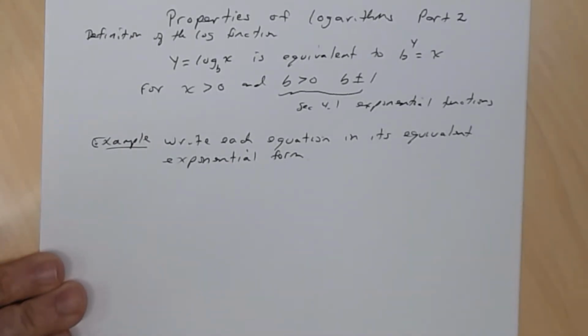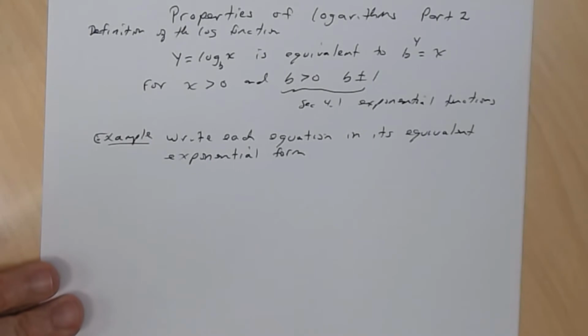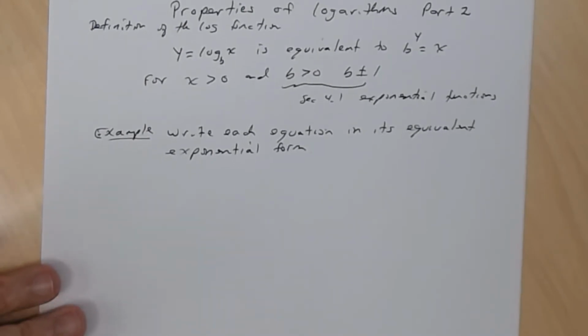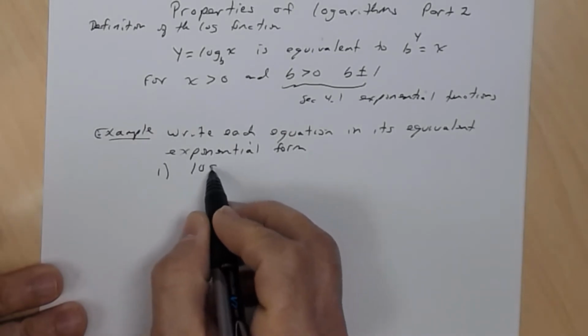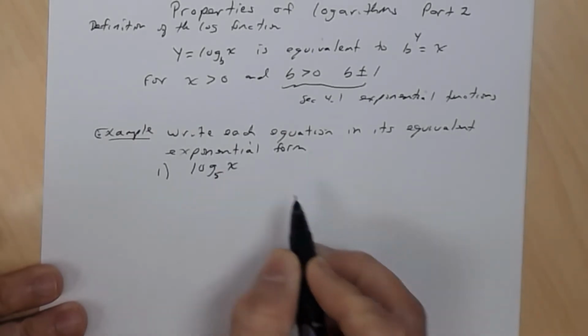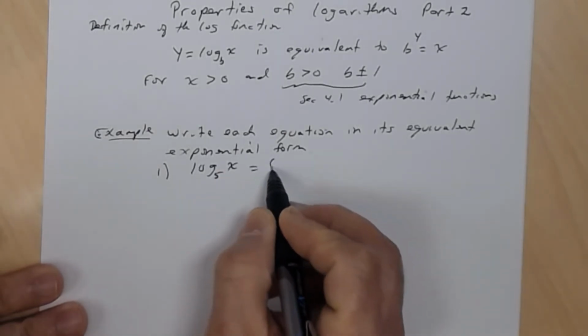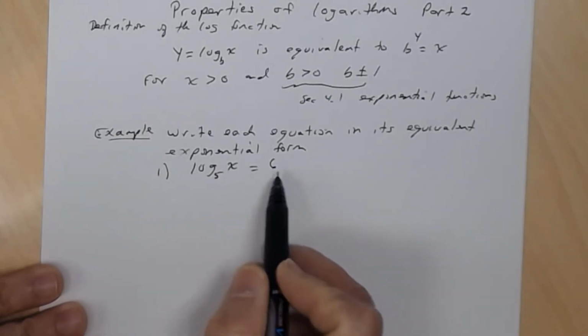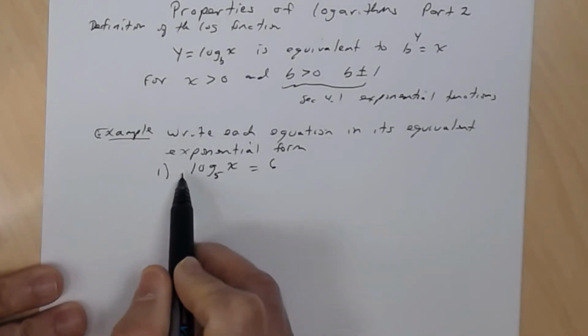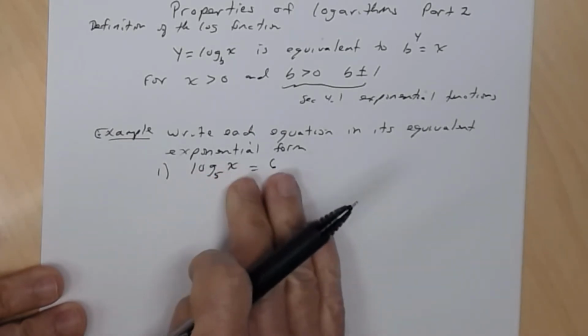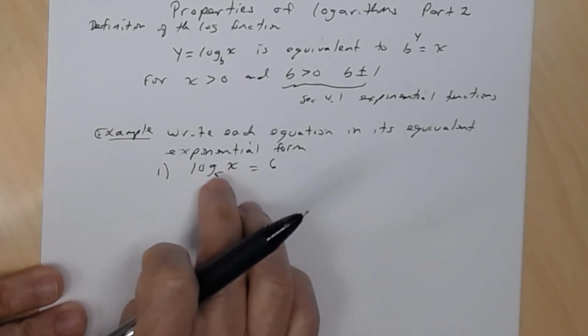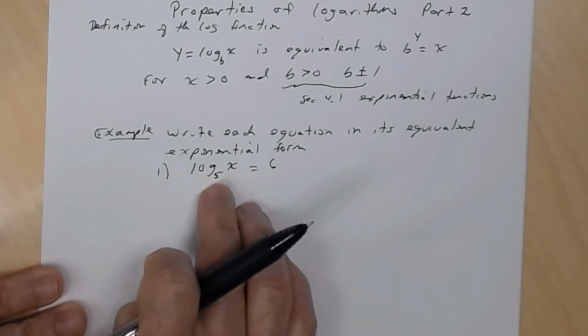Okay? All right, so you're going to write each equation in its equivalent exponential form. All right, so number 1. Let's suppose we had log of x base 5 is equal to 6. Now again, if this was lined paper, we talked about this in part 1, log x equals 6 must be on that same line, and the base must be listed as a subscript. Okay?